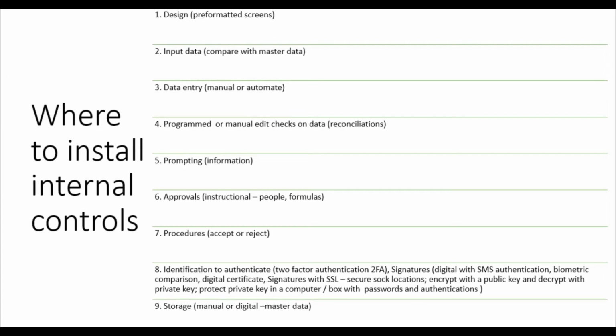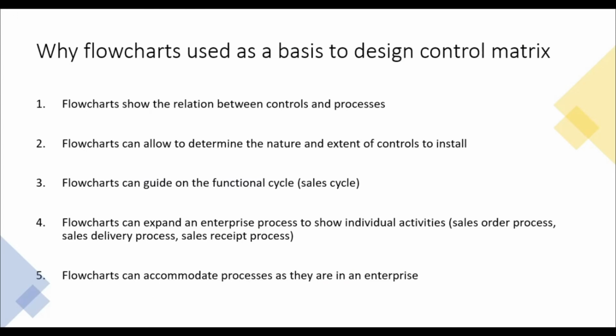And then data storage: this information is manual or digital, and there is the question of how often the master data are updated. There are flowcharts used as a basis to design a control matrix. First, flowcharts show a relation between controls and processes. They can also allow us to determine the nature and extent of controls to install on various processes.